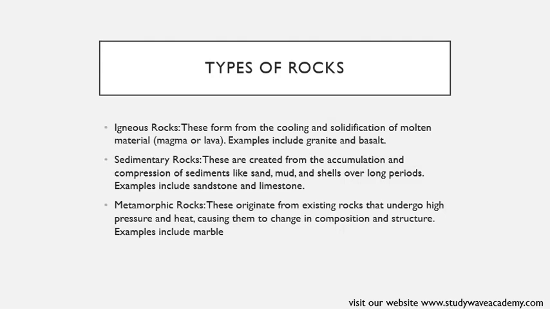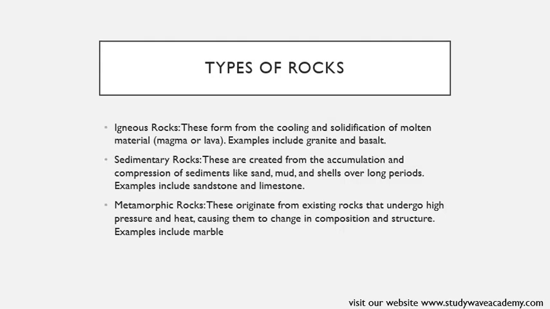One, igneous rocks. These form from the cooling and solidification of molten material. Examples include granite and basalt. Igneous rocks are formed when hot, molten material from deep inside the earth cools down and becomes solid. Okay?